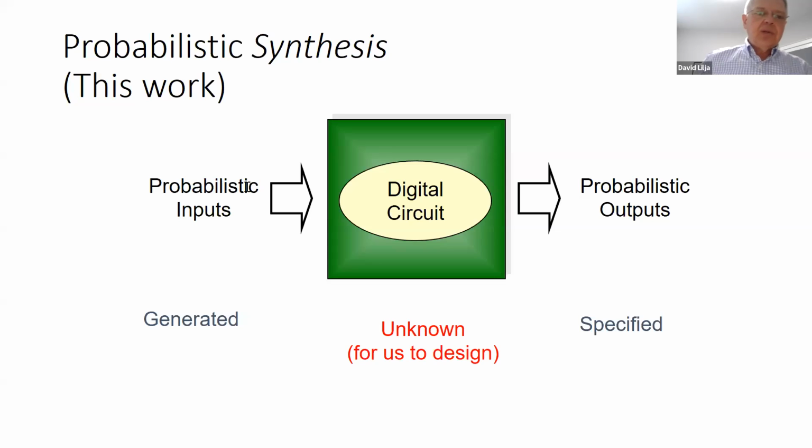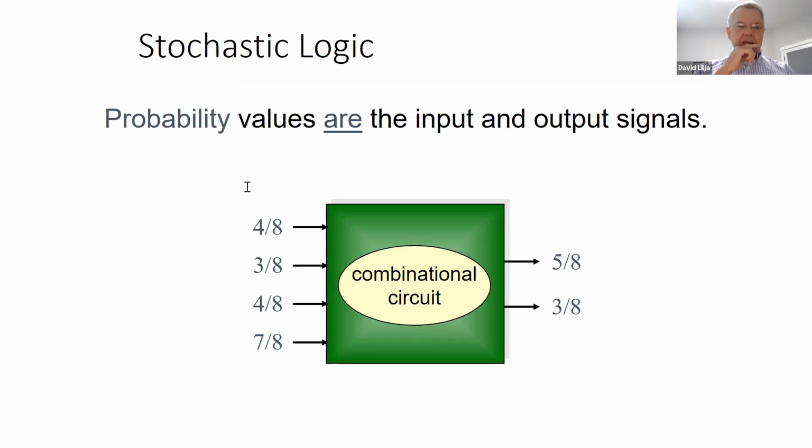All right, so how do we do this? Well, think about these inputs as truly probability values. So I have these values coming in on the left, 4/8, 3/8, 4/8, 7/8, whatever. And I do some function within this combinational logic circuit to generate my desired outputs. In this case, I have 2 outputs, one that's 5/8 and 3/8 when the inputs are that value.